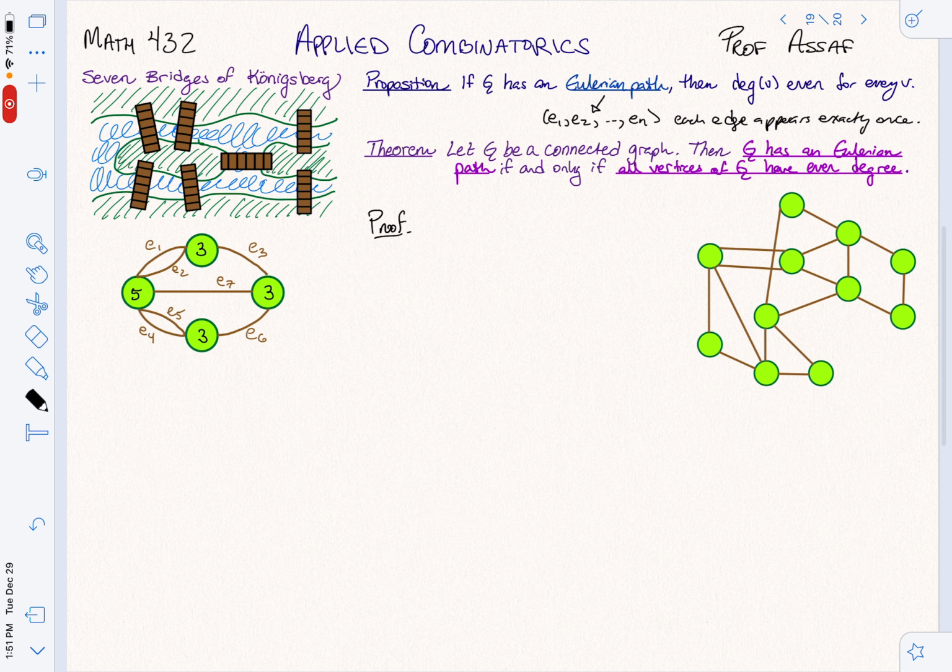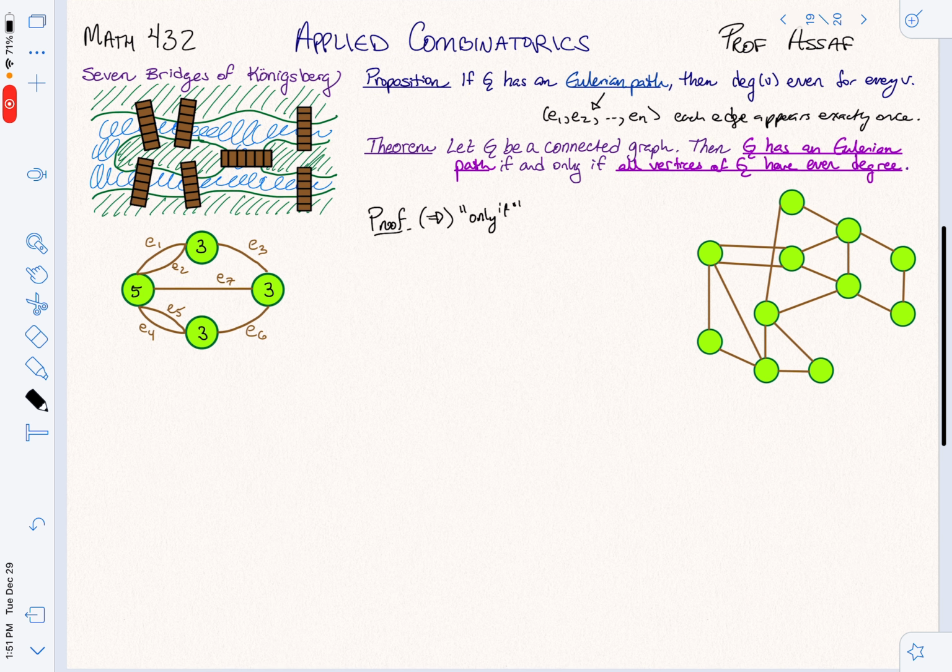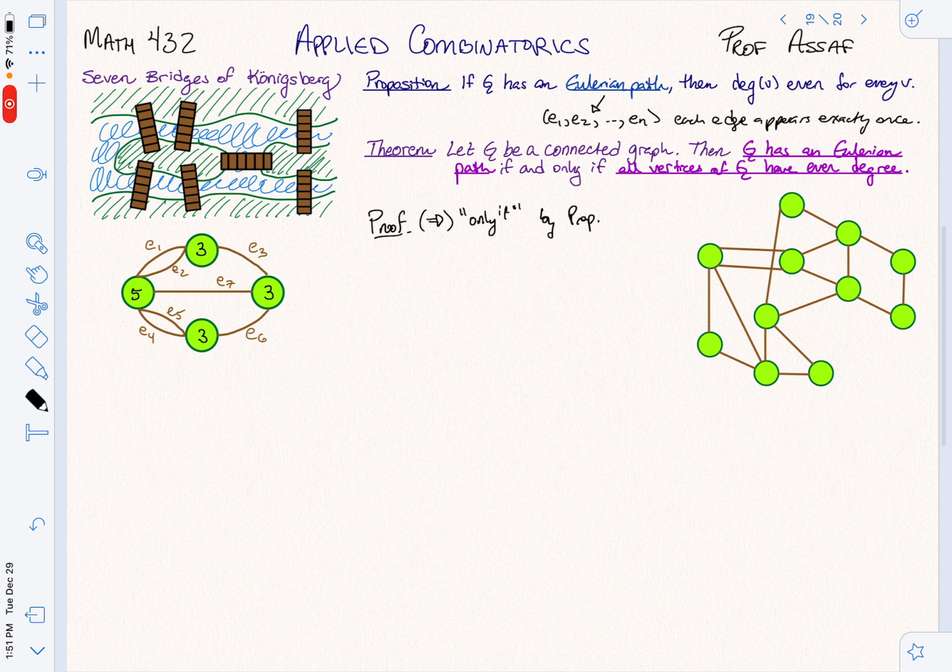So there are two things to prove. That's the first thing that you should notice. Whenever you have an if and only if statement, there are actually two statements here. There is the only if. In this particular case, that would say that G has an Eulerian path only if all vertices have even degree. That's exactly the statement of this proposition. So this is by the proposition. So what's left to prove is the if statement. The if statement is that G has an Eulerian path if all vertices have even degree.